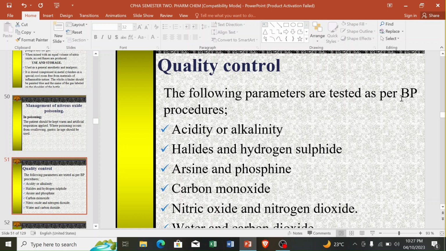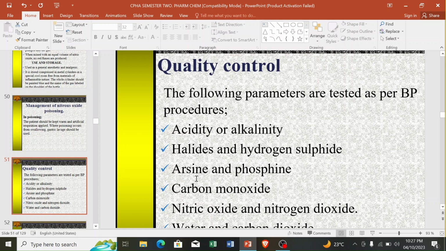for manufacturing of medicine. So here we see that acidity, we look out for acidity or alkalinity of our nitrous oxide gas. And then we have halides and then hydrogen sulfides. We also look out for them. We have arsenine and phosphonin.